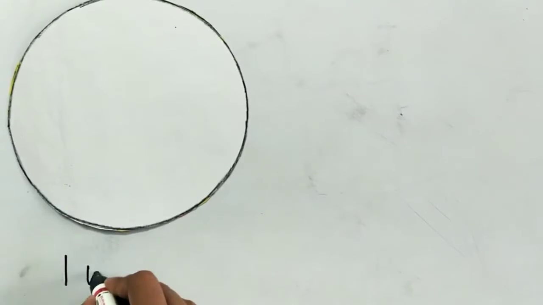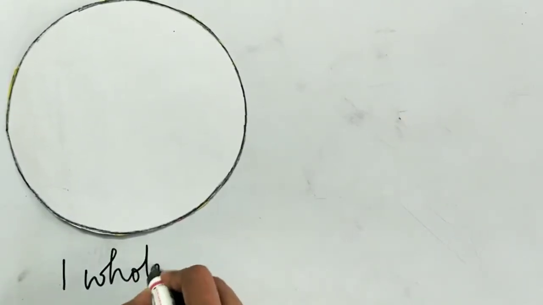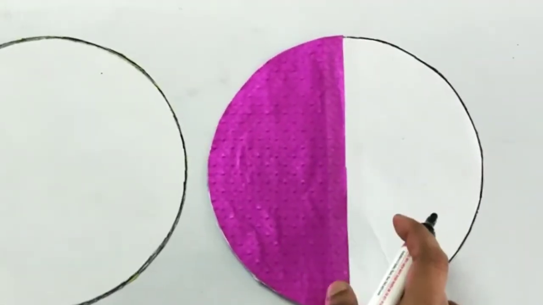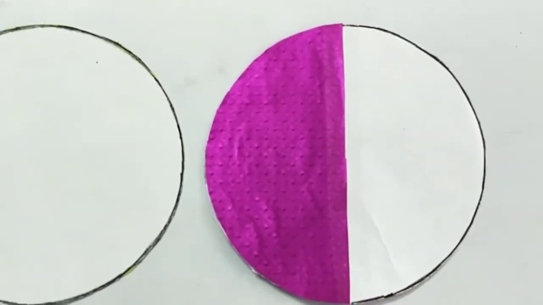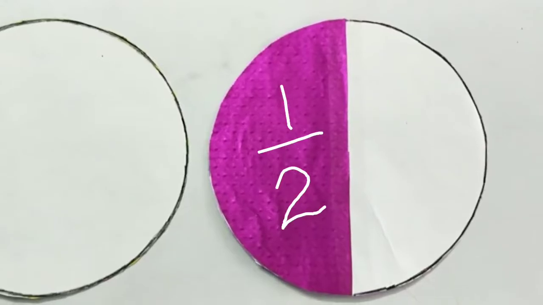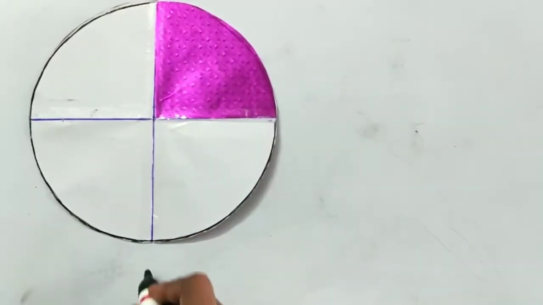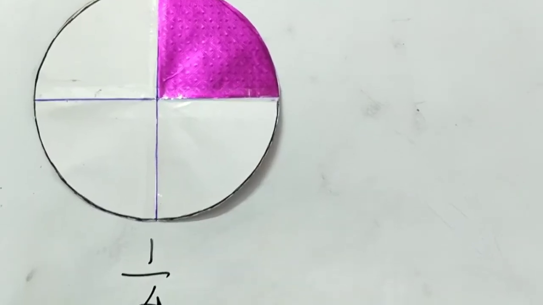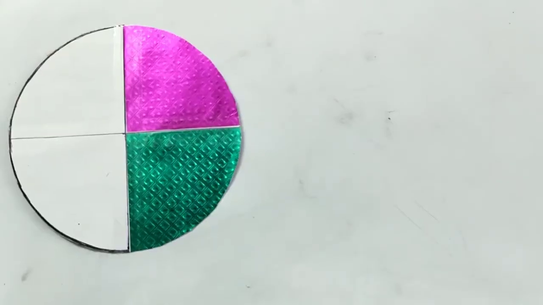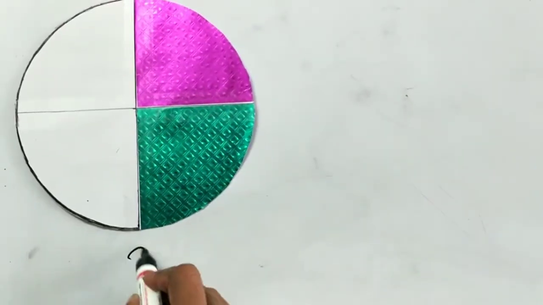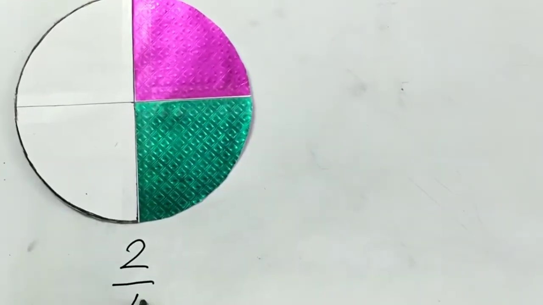This is one whole circle. One whole. A circle is divided into two equal parts. The colored part is 1 by 2. A circle is divided into 4 equal parts and 1 by 4 of the circle is colored. The circle is divided into 4 equal parts. 2 parts are colored, so the fraction is 2 by 4.